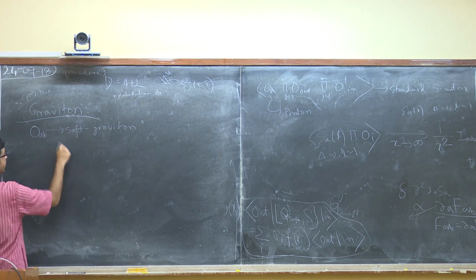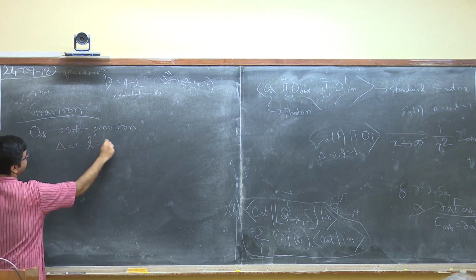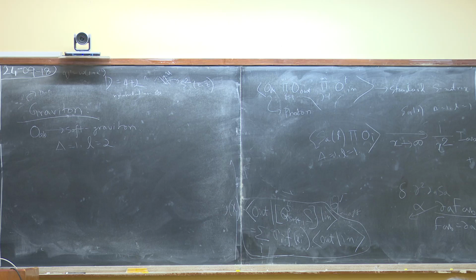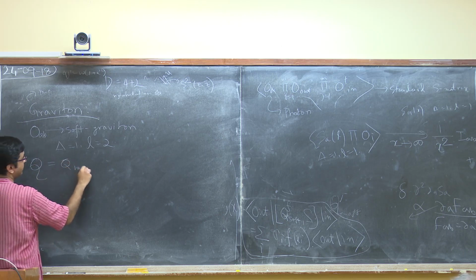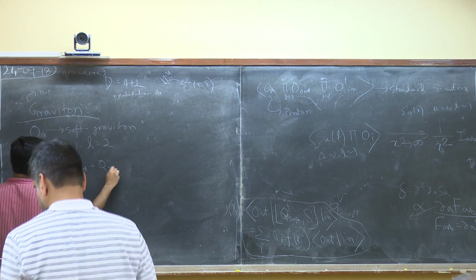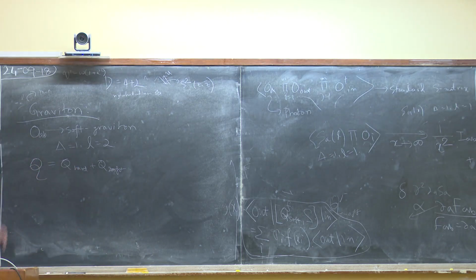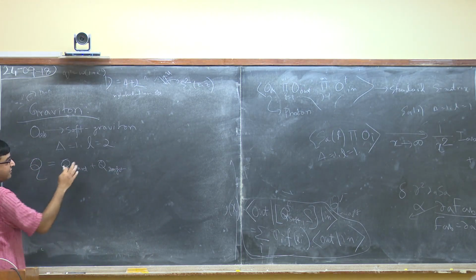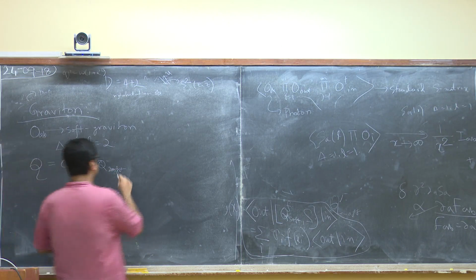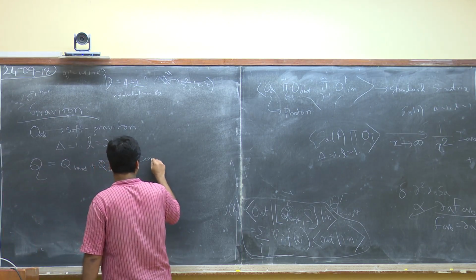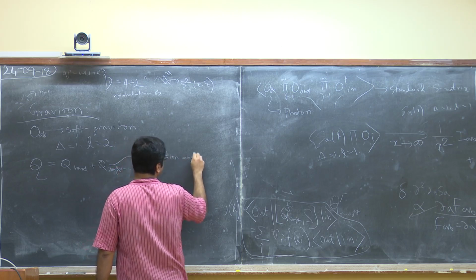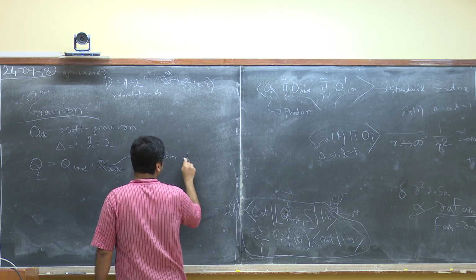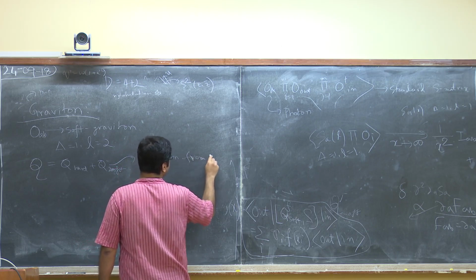Okay, so this has delta equals 1 and spin 2. So now what happens is that you can play the same game. So you have some Q hard plus Q soft. Q hard you can construct in the free theory, and then you can think of Q soft as a correction which comes from the interaction.